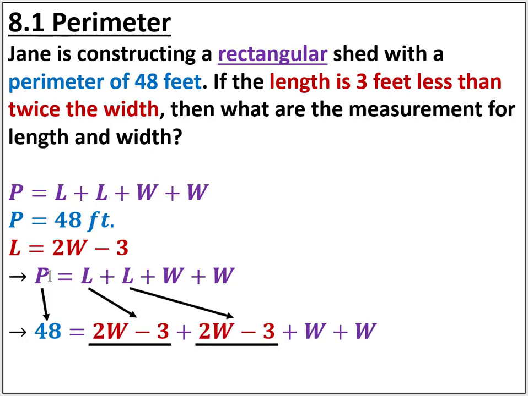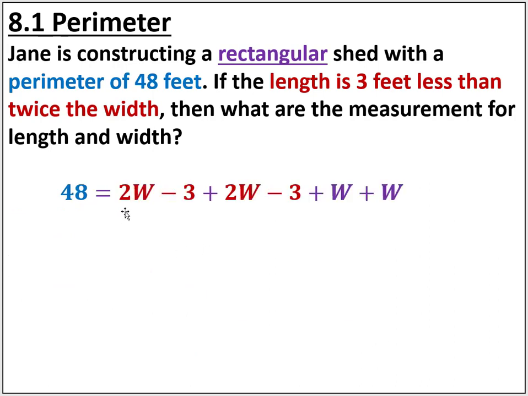Where P is the perimeter, I substituted 48 because that's what we know. Then I substituted length, the L, with what it equals, 2W minus 3. So here is 2W minus 3 for the first L, plus 2W minus 3 for the second L, the length. Then I brought down plus W plus W because that's from the equation and we didn't change it. So right now what I have is 48 equals 2W minus 3 plus 2W minus 3 plus W plus W.